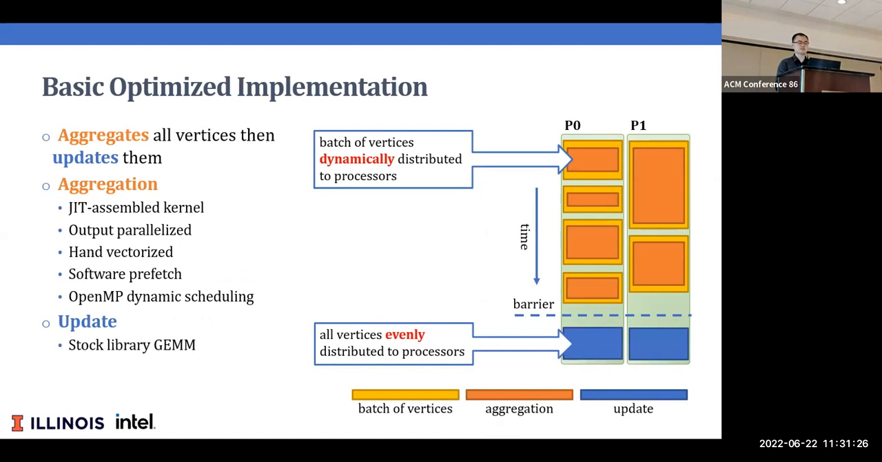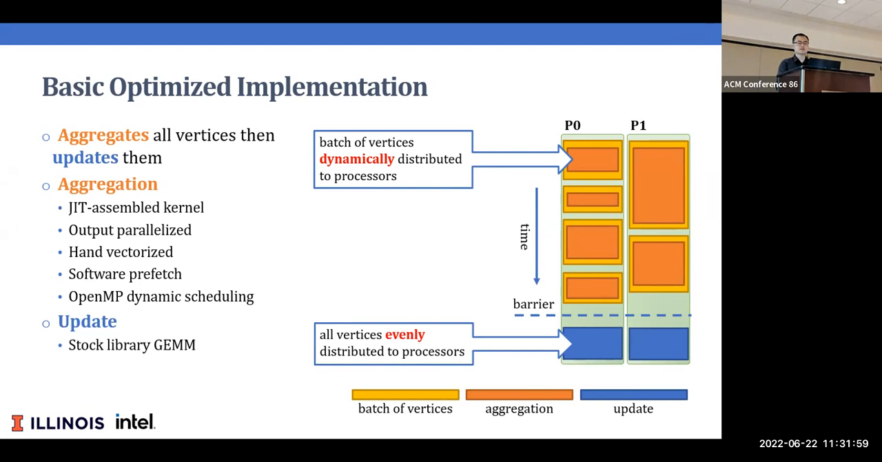The implementation first aggregates all vertices and then updates them. This is a common practice in other GNN implementations. For aggregation, we use a JIT assembler to generate the kernel that is tailored to each GNN layer specification. We use output parallelization to avoid synchronization and cache line invalidation. The kernel is hand vectorized with Intel AVX 512 instructions. We also insert software prefetch to maximize in-flight memory requests.